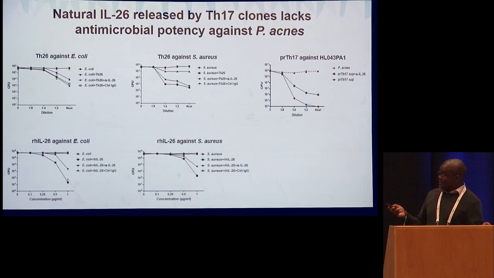So these are the controls. If we tested the Th26 clones on E. coli, it's able to kill E. coli, it's able to kill Staph aureus, so Th26 clones are able to kill both gram-positive and gram-negative bacteria. Recombinant IL-26 also kills E. coli and Staph. And if we take these protective Th17 clones and we neutralize IL-26 using a neutralizing antibody, we see there's a reduction, a 2-log reduction in the ability to kill.